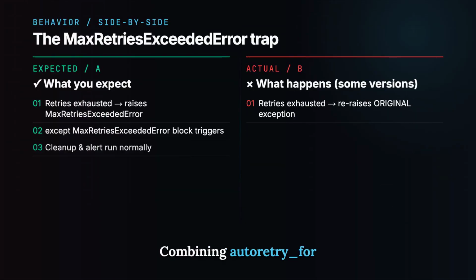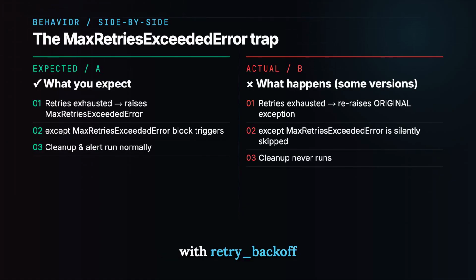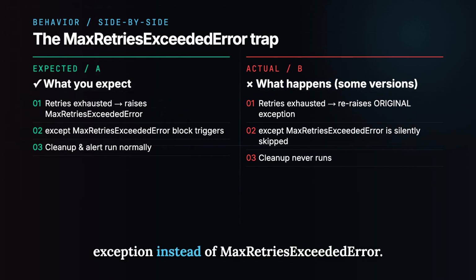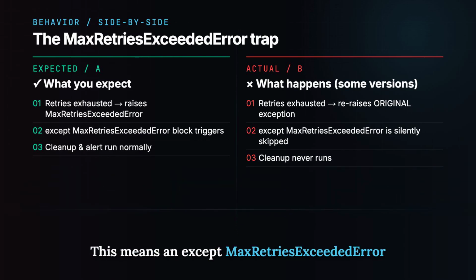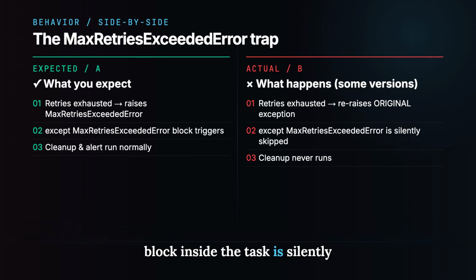Combining autoretry_for with retry_backoff can expose a subtle bug. In some Celery versions, after exceeding the retry limit, Celery re-raises the original exception instead of MaxRetriesExceededError. This means an except MaxRetriesExceededError block inside the task is silently skipped.